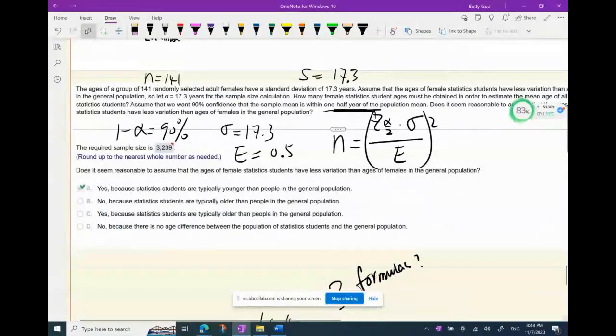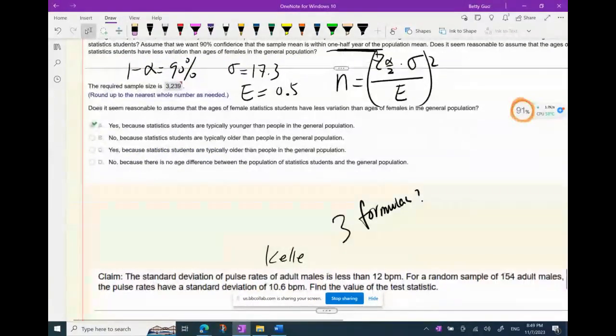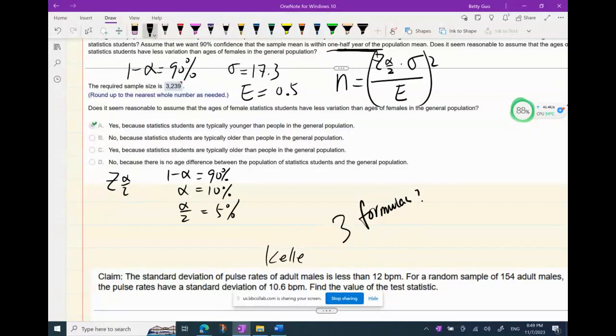So for this question, I'm going to skip a little bit. Let me just show you how we find z sub alpha over 2, okay? Anything else, just plug in and calculate. We start from 1 minus alpha, the confidence level, and we get alpha 10%, the complement, and then divide by 2, 5%, and then subtract 5% from 1, to find the complement of 5%, 95%. And we are going to use the 95% to find the z sub alpha over 2, okay?